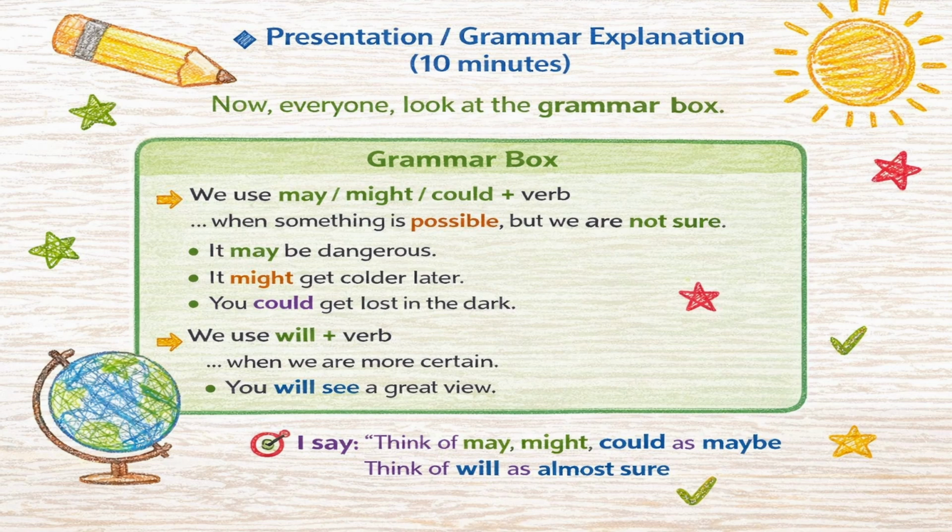We use will plus verb when we are more certain. Example. You will see a great view. I say, think of may, might, could as maybe. Think of will as almost sure.